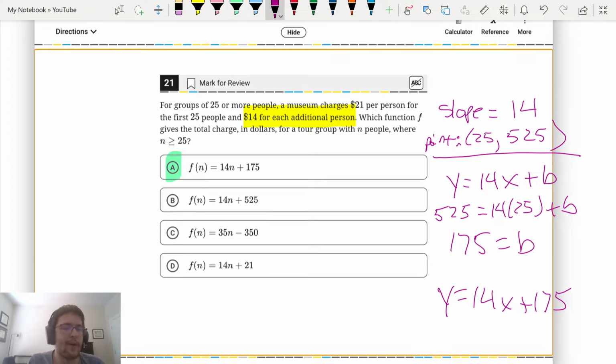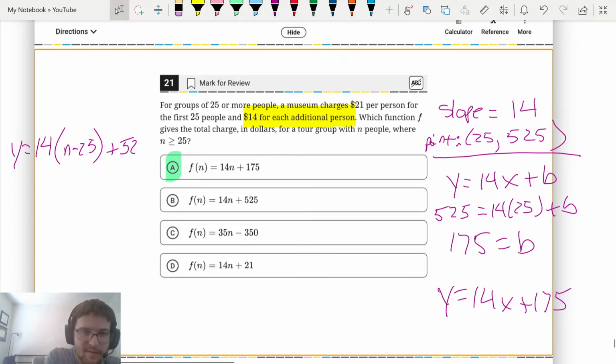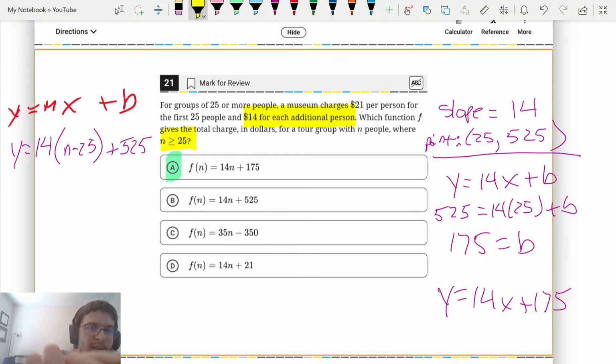What they did in the answer key, and I don't normally read the answer key, but I did for this one because I got it wrong, was they wrote it like this: y equals 14 times n minus 25, plus 525, because it says n is greater than or equal to 25. So you can kind of view 525 as your starting point, as your y-intercept, if instead of x, or where n normally goes, they put n minus 25. As long as you replace the x with n minus 25, you'll get the right answer, but everyone's going to forget to do that, right? So if you do it just 14x plus 525, then you get b, and this is wrong.